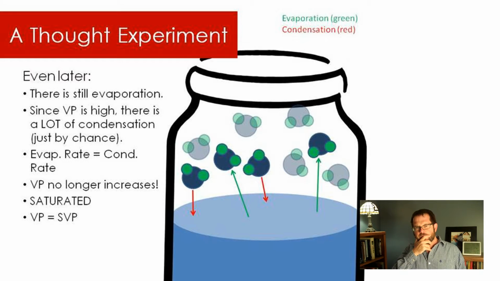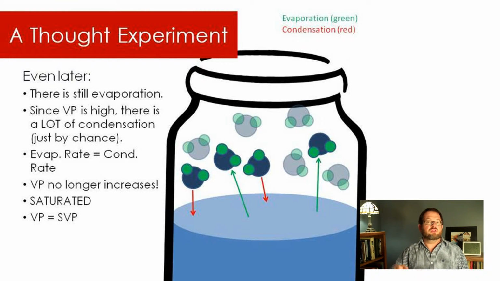At a certain point, there's still water vapor evaporating off the surface of the water at the bottom half of the jar into the air. There's an evaporation rate. But now there's a lot of water vapor molecules up there in that moist air at the top of the jar. Each individual one has a small, finite chance of being the one that condenses right now, but there's a lot of them up there. It adds up to a fairly large condensation rate.